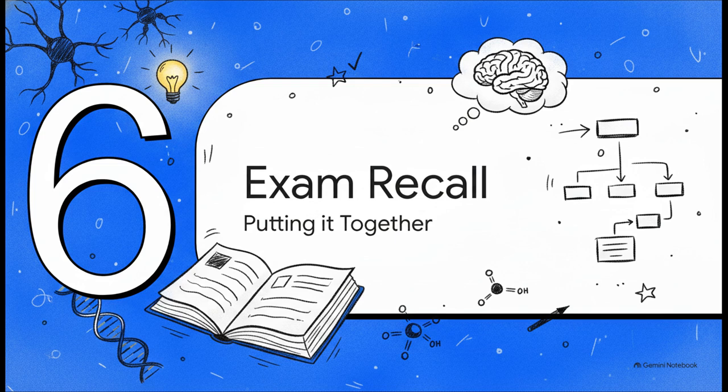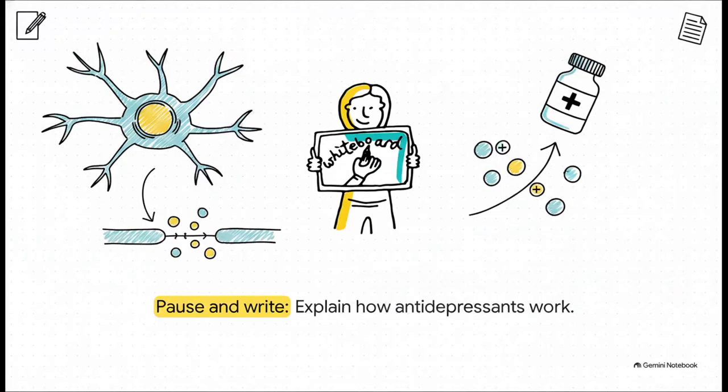Let's wrap things up with Section 6, Exam Recall, putting it together. Grab your whiteboard or pen one last time. I want you to pause this explainer and try to write out a 2-sentence answer explaining how antidepressant drugs work. This is a standard 2-mark exam question. Try to use sentence starters like, antidepressant drugs work by, and the drugs increase the amount of. Give it your best shot.